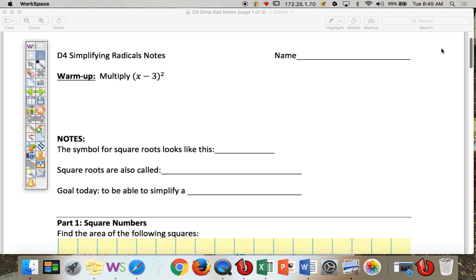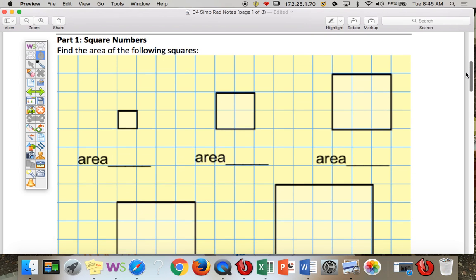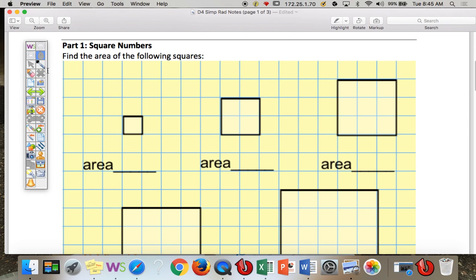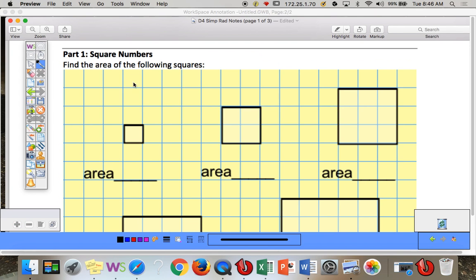So the first thing that we need to know to simplify radicals is what square numbers are. Square numbers are found by taking the area of a square. Find the area of each of the following boxes. Well, area is base times height, and here the base is 1, the height is 1, so this area is 1 unit squared. This one is 2 by 2, and you can see that that area is 4 units squared.